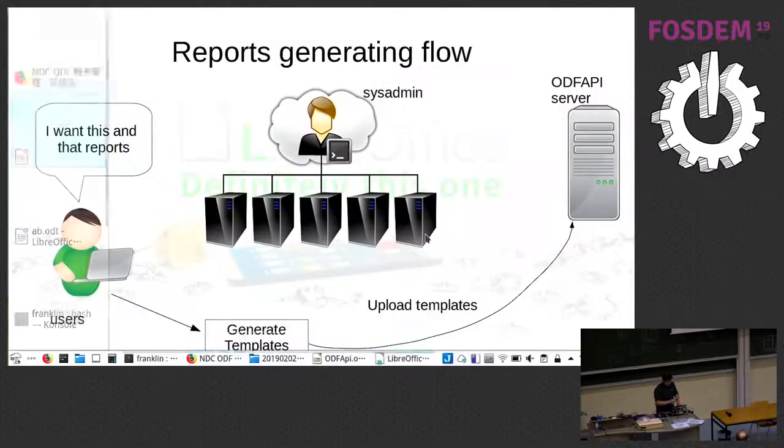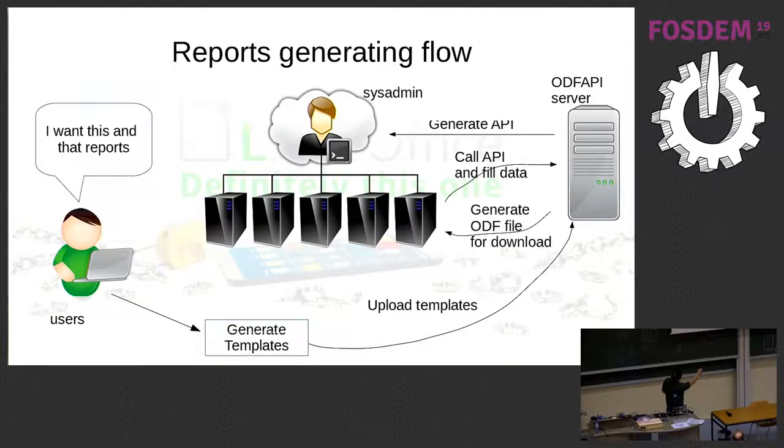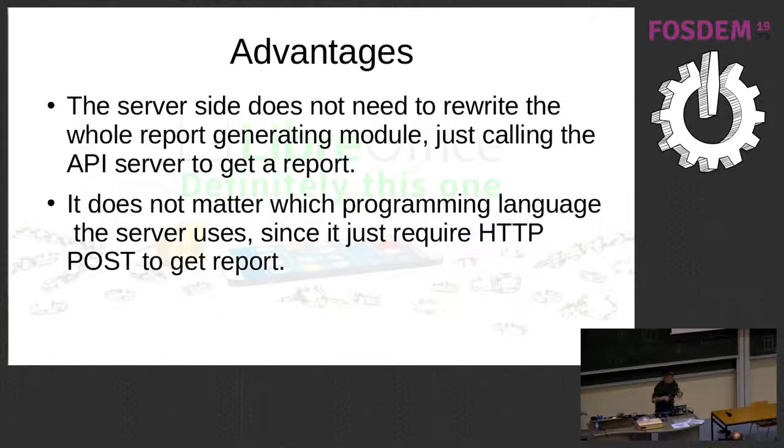And it will generate the API. Who needs to know the API? Only the sysadmin needs to know. And this time, they don't need to install any other module on their servers. All they need is to send a URL with curl or wget, to send the post data. So they just call the API and fill in the data, and it will generate the file that can be directly sent to the user. It's a true standard ODF file. So the whole flow becomes very simple, and they don't need to worry about installing so many modules.